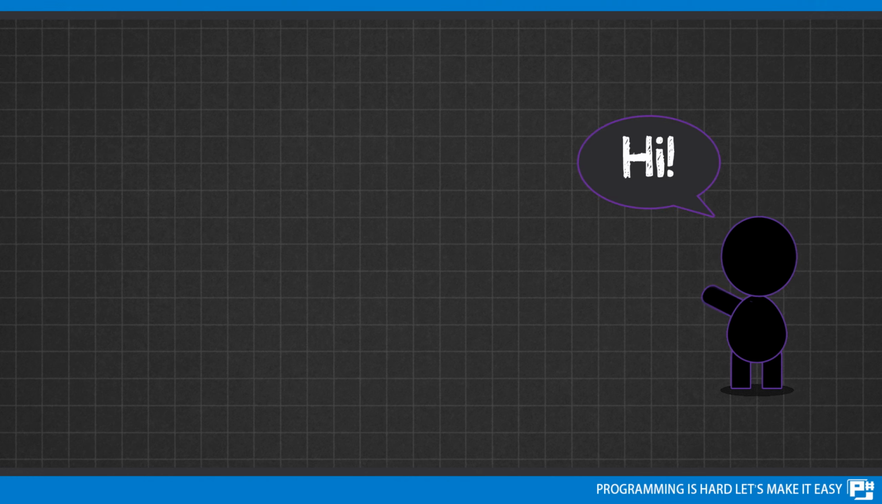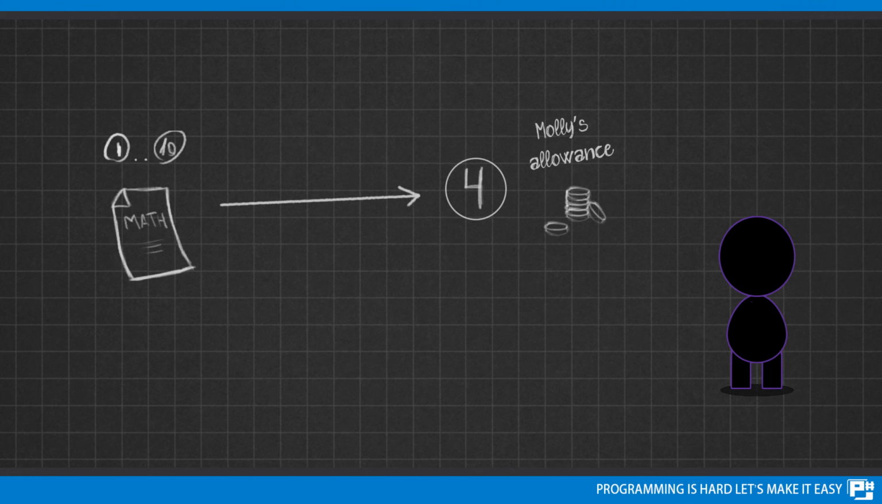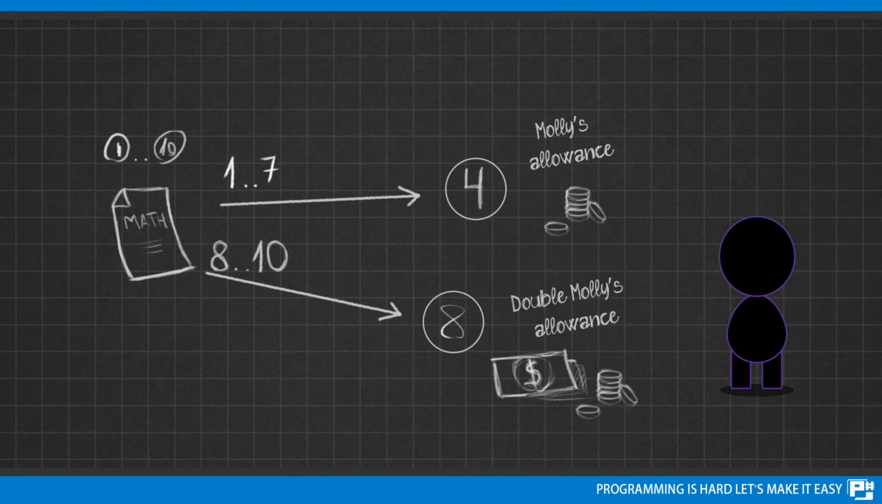Here's an example we can use to try out the if statement. Let's see what Molly's up to. Hey there, Molly. Molly says that if she gets a good grade on her math exam, her dad will double her allowance. Molly's regular allowance is $4. She gets graded on a scale from 1 to 10. Her dad, Rick, wants Molly to get at least an 8 out of 10.